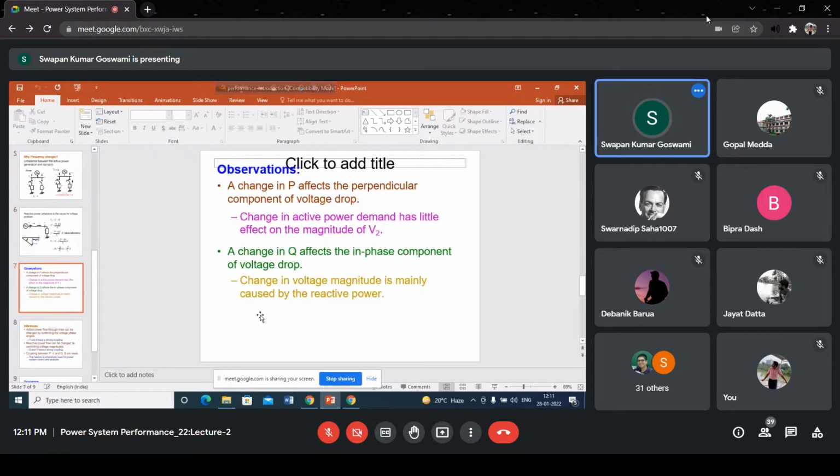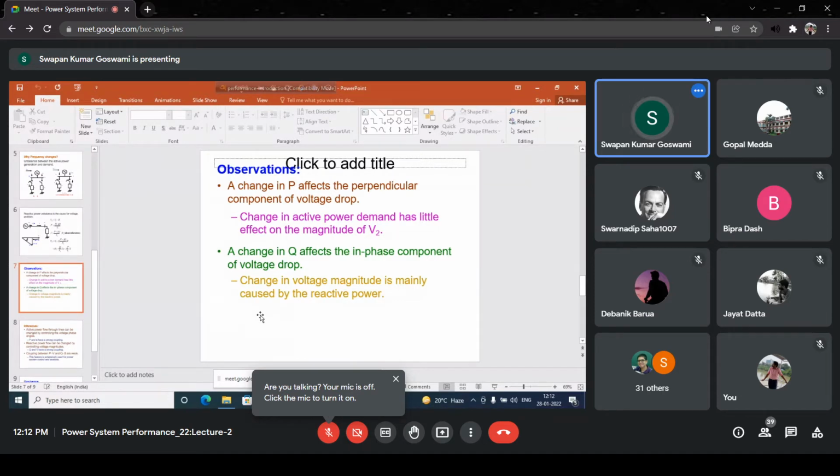Okay, so we can say that change in active power demand has little effect on the magnitude of V2. That means voltage magnitude will not be disturbed much because of the flow of active power. If you increase or decrease the magnitude of power, active power, that is being transmitted through a transmission line, the magnitude of voltage will not be affected much. Rather, the phase will be affected. Okay, so reversely also you can say that by changing the phase angle difference, you can make arrangement for the flow of more or less amount of active power.